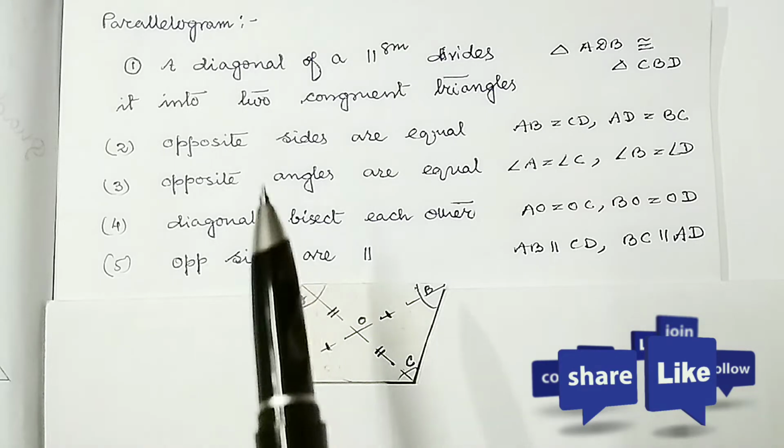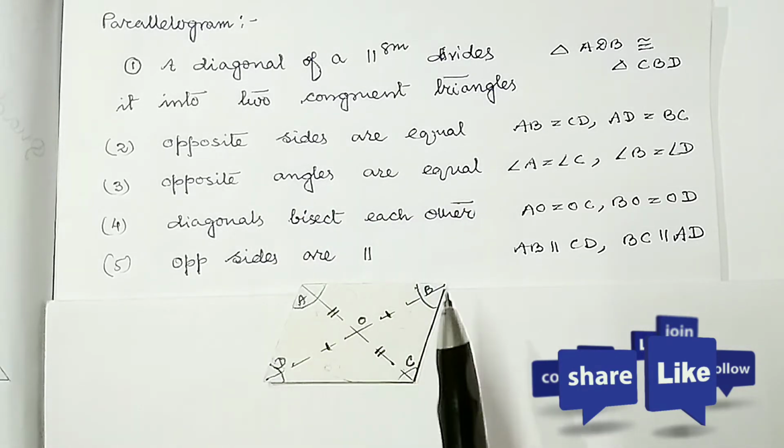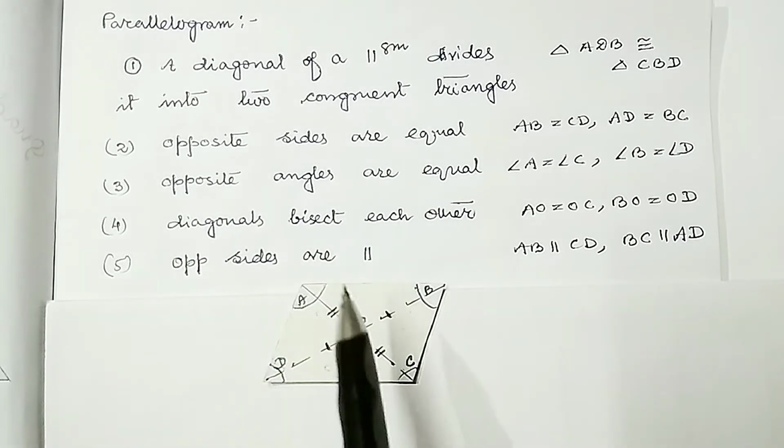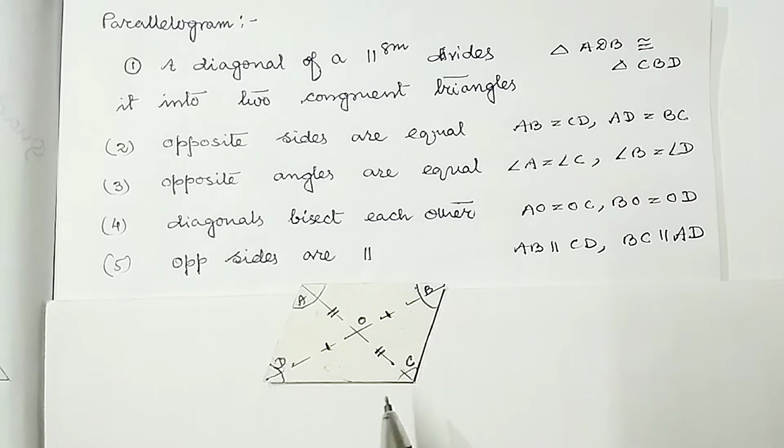Second point is opposite sides are equal. So here AB will be equal to CD and BC will be equal to AD. Third point is opposite angles are equal. So angle A will be equal to angle C and angle B will be equal to angle D.